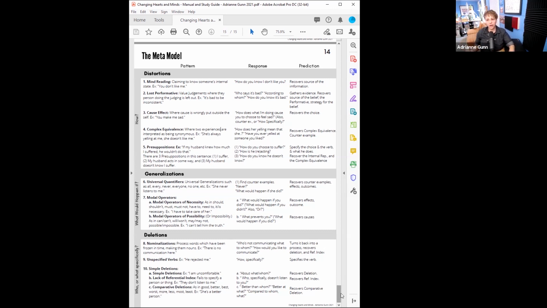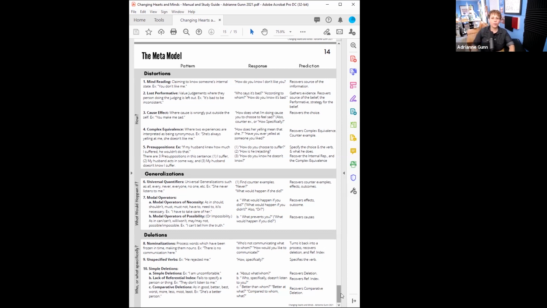Lost performative or value judgments, where the person doing the judging is left out. So it's bad to be inconsistent is the phrase that's on this page. And the response will be, well, who says it's bad? According to whom? How do you know it's bad? Gets them to bring it down to more specific information. Gathers evidence, recovers the source of the belief.